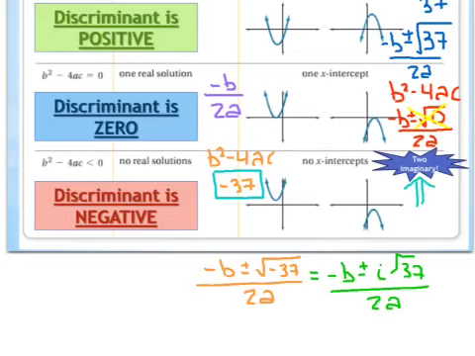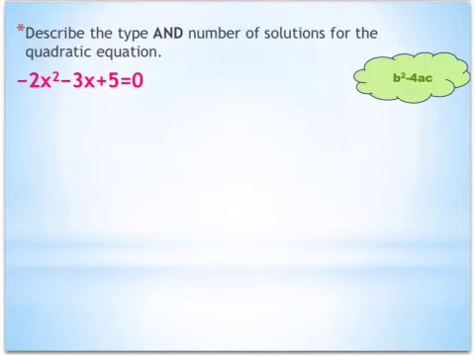Okay, so to recap, remember your discriminant is just the value b squared minus 4ac, not including the radical. And there's three possibilities here. If our discriminant is positive, we'll have two real solutions. If our discriminant is 0, we will have one real solution. And if it's negative, we will have two imaginary solutions.